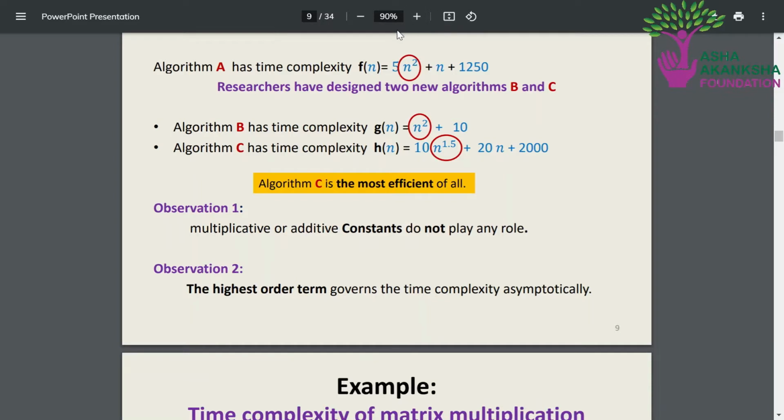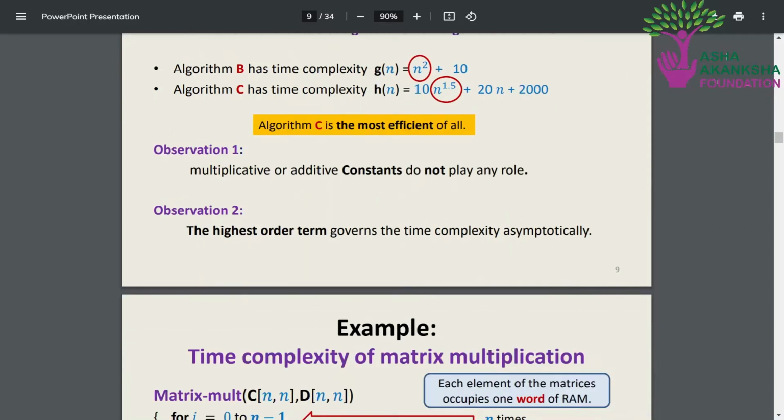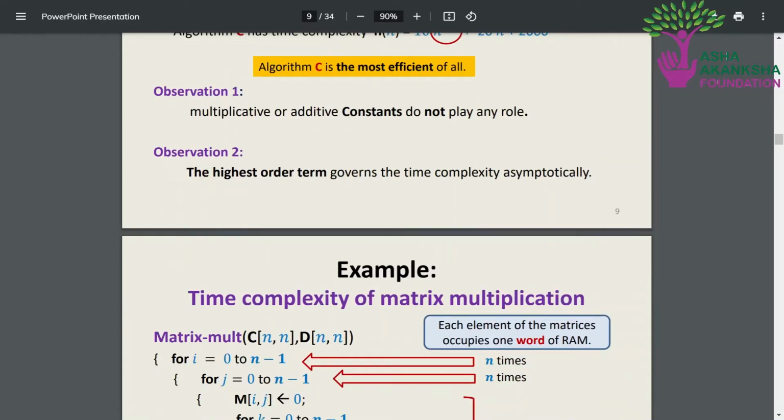Looking at this, you should also come up with another observation: multiplication or addition of a constant does not generally make a difference in time complexity, because it is asymptotic analysis, and it doesn't make any difference in their equation. And as we have discussed, the degree of the polynomial, or we can say the highest order term, governs the time complexity asymptotically. This is the major thing you want to remember for calculating time complexity.